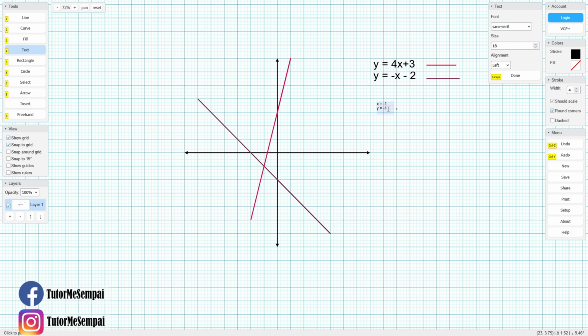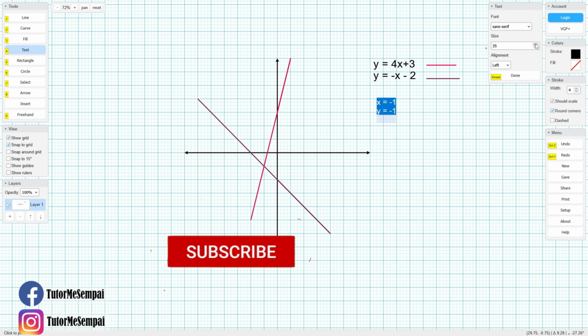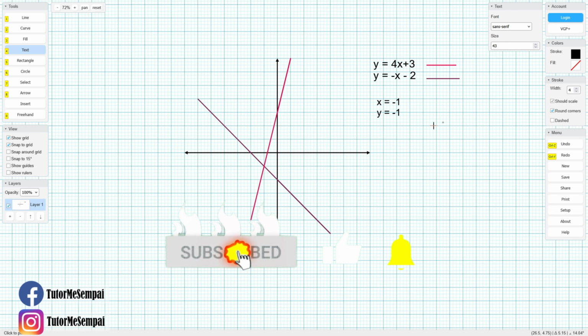And of course we can make that really big if we want. So as big as you need. Boom. X equals -1 and y equals -1. That's what's going to be our solution.